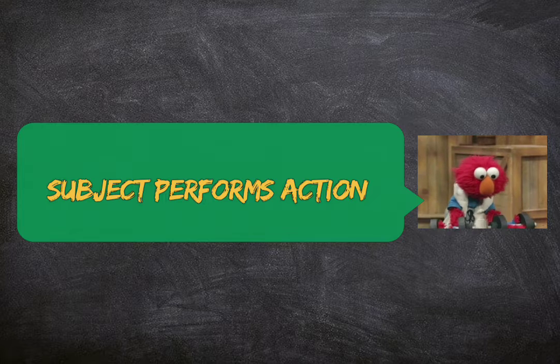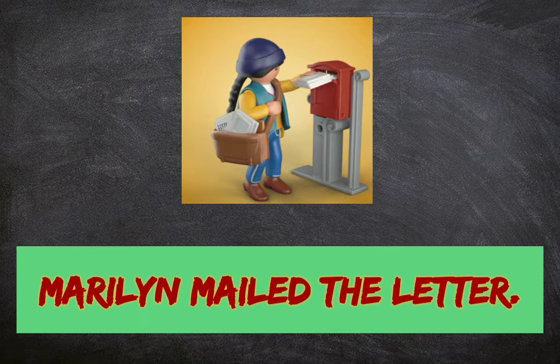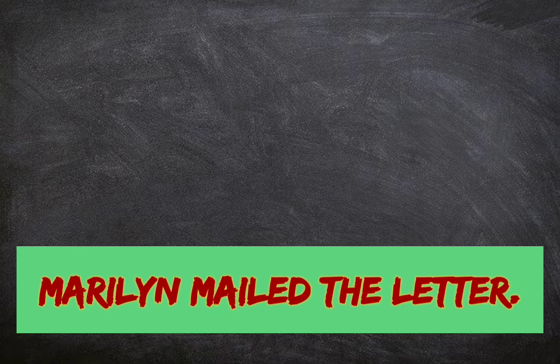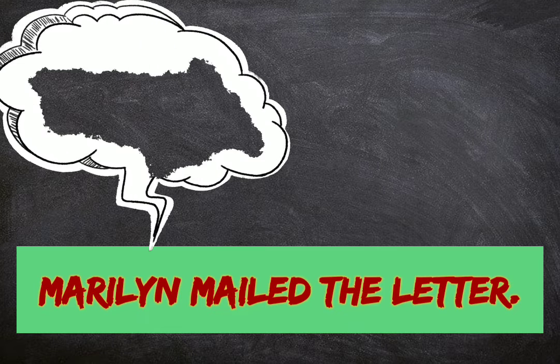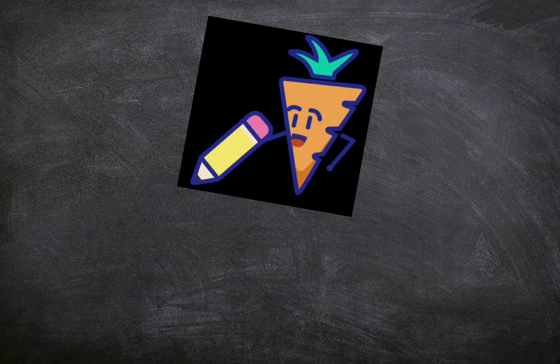In most English sentences, the subject performs the action that is indicated by the verb. For example, Marilyn mailed the letter. In this sentence, the subject Marilyn does the verb or action, and because of this, the sentence is said to be in the active voice.